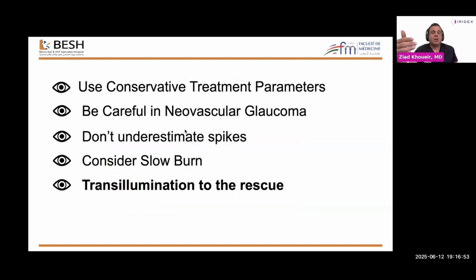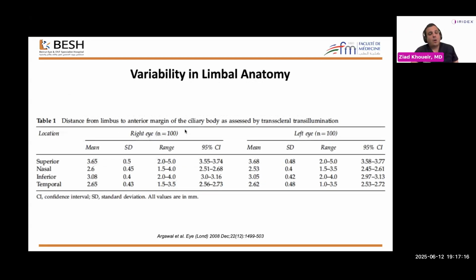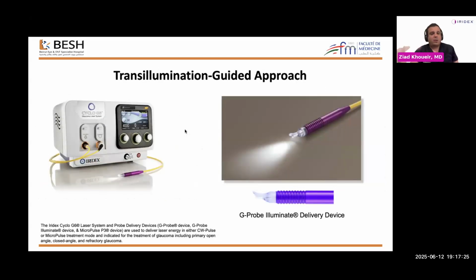So we talked about slow burn or slow coagulation. I'm going to talk now about transillumination. We all have the tendency to think that the ciliary body is a perfectly circular structure around the limbus, but this is actually not true. There's a wide variability of anatomical configuration between patients when it comes to the ciliary body, and the distance between the ciliary body and the limbus is not the same in all quadrants in the same patient. And this is why transillumination is extremely important, especially when you have patients who had congenital glaucoma, high myopes, or any kind of surgery involving a peritomy. You look at the eye and you don't know exactly where the limbus is or where the ciliary body is.